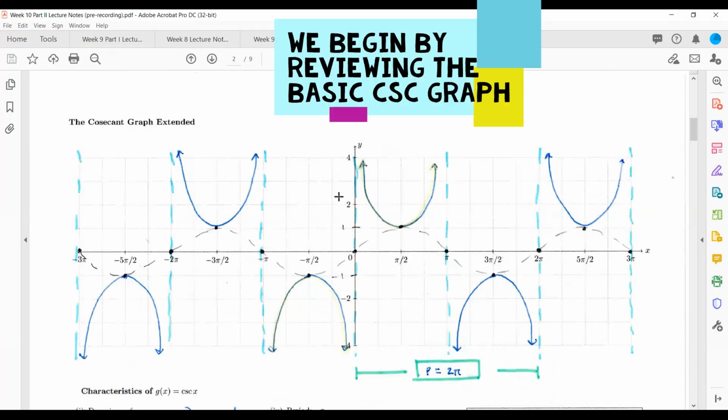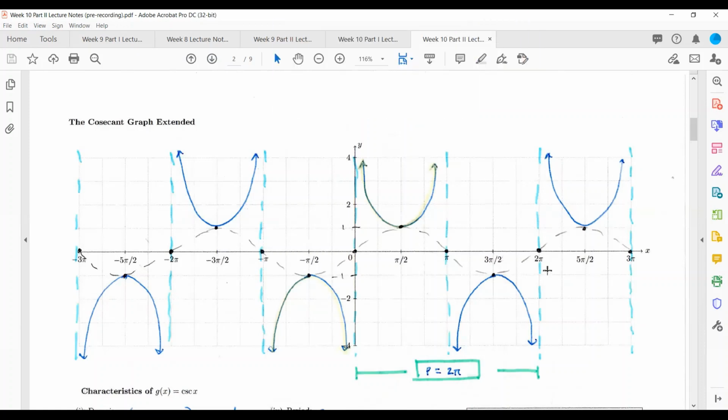So this was the cosecant graph extended. What we did here with this dashed portion, the dashed portion is actually sine. So we drew the sine graph, and then the zeros of the sine graph, which happen at 0, pi, 2 pi, 3 pi, negative pi, any multiple of pi. Those became the vertical asymptotes of the cosecant graph.